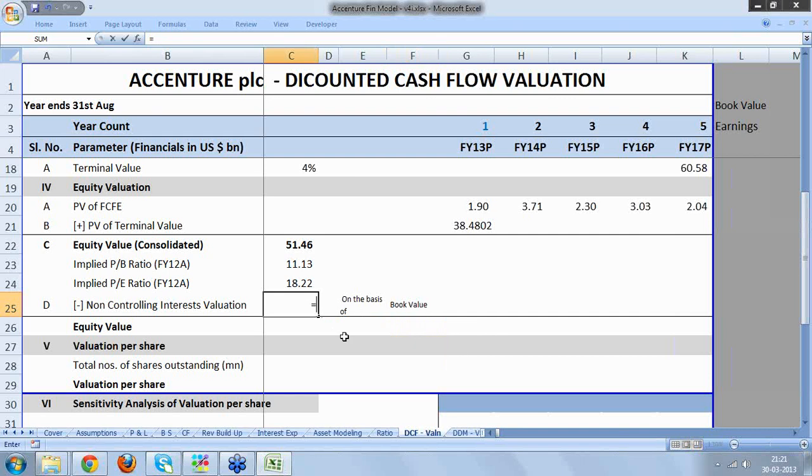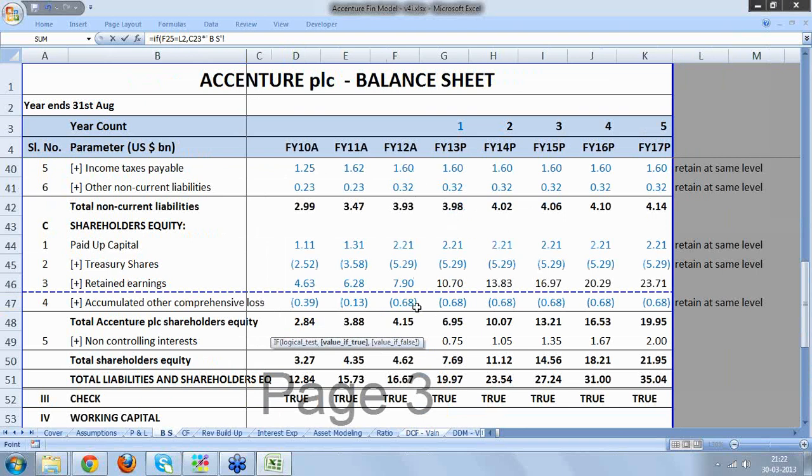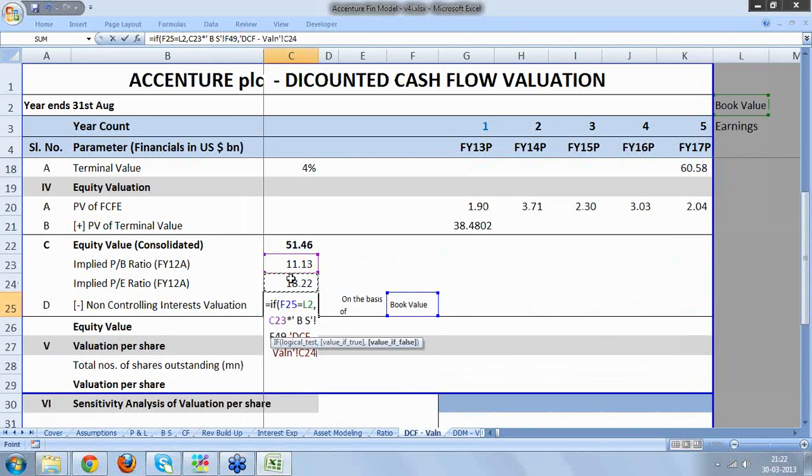I say equal to, if my choice here is book value, then apply the P by B ratio into the book value of minority shareholders. So balance sheet, book value of non-controlling interest in FY12, which is this, comma. Otherwise, I come back here. If it's not book value, then apply this multiple onto the earnings belonging to the minority shareholders.